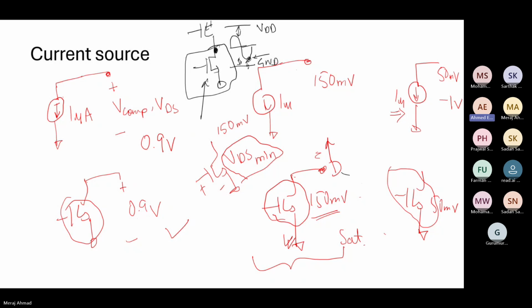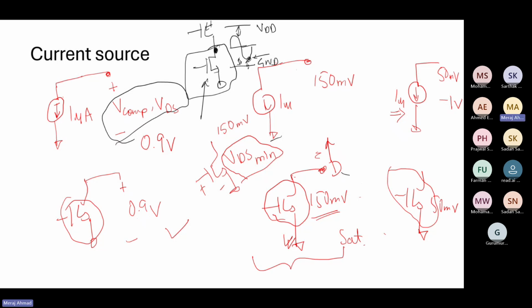Do you mean keep VDS low as possible or V overdrive? Okay, so V overdrive is the second part. But first we need to think about our current source compliance. Our current source should work for a minimum VDS. Any potential across the current source should establish at least that much, and then only the current source should work. So based on your VDS, you decide your overdrive, which is your VGS.